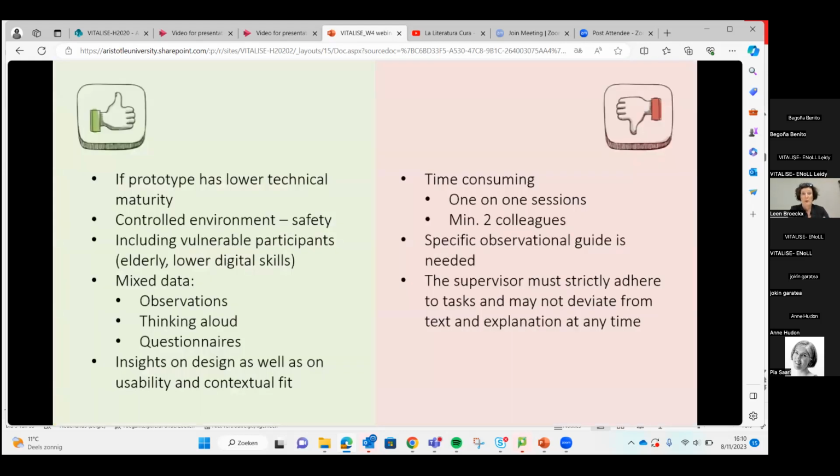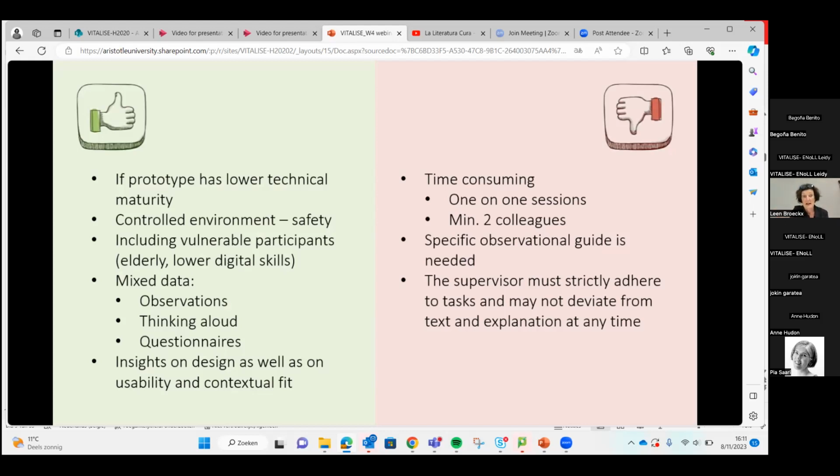So again, the advantages and disadvantages. It's in a controlled environment. It's safe. You can also include some vulnerable participants like older people, people with lower digital skills, people with a migration background. It's difficult to reach them in their homes, but with the help of some intermediary organizations, we can reach them and ask them to come over to have that kind of test during 1 hour, 1.5 hours.